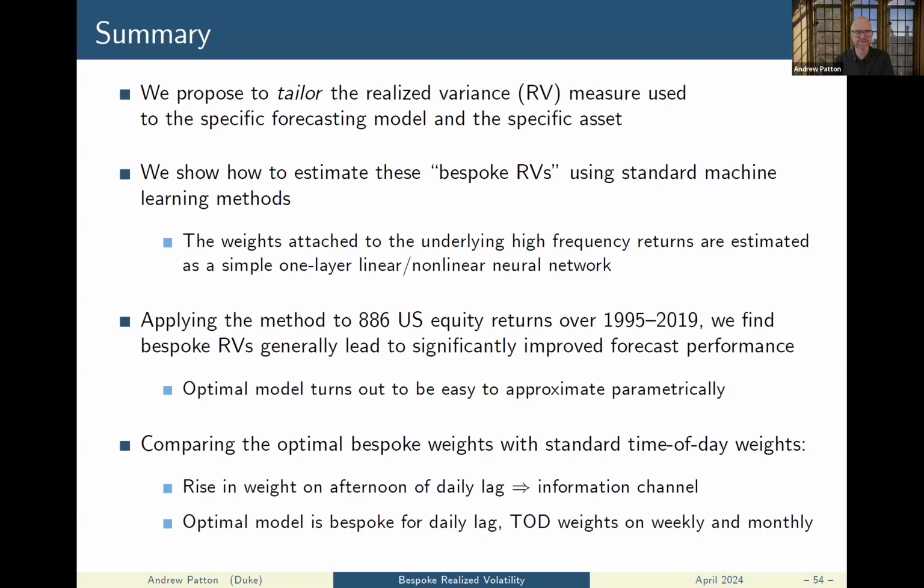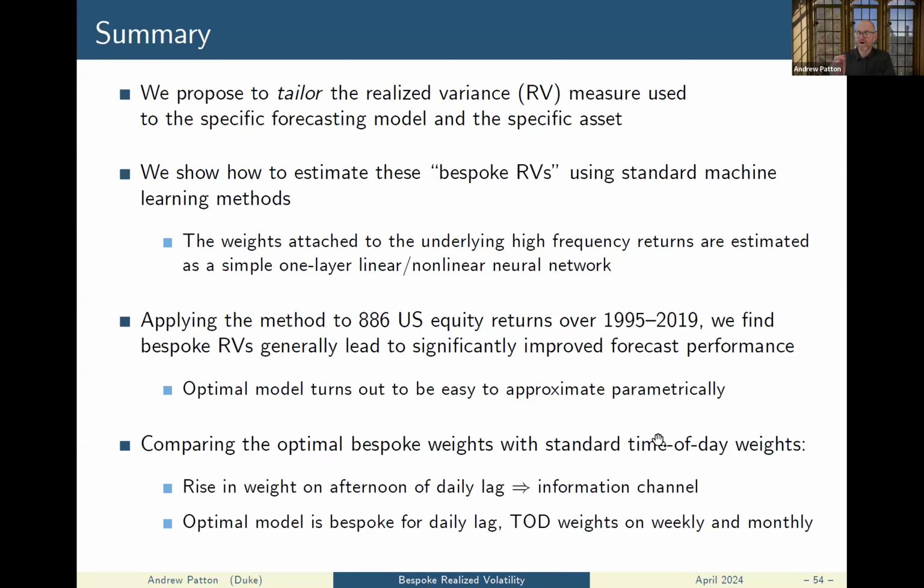We show how to estimate them using, by now, sort of standard machine learning methods. When we apply it to this big sample of US equity returns, we see lots of evidence that they significantly beat the standard methods, including a fancier method using time of day weights. And then it turns out, from that last slide I just showed you, that the optimal model is easy to approximate parametrically and very quick to estimate.